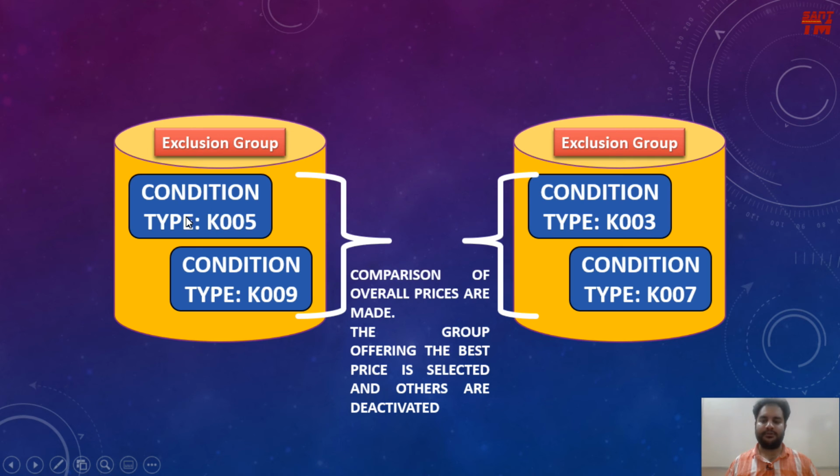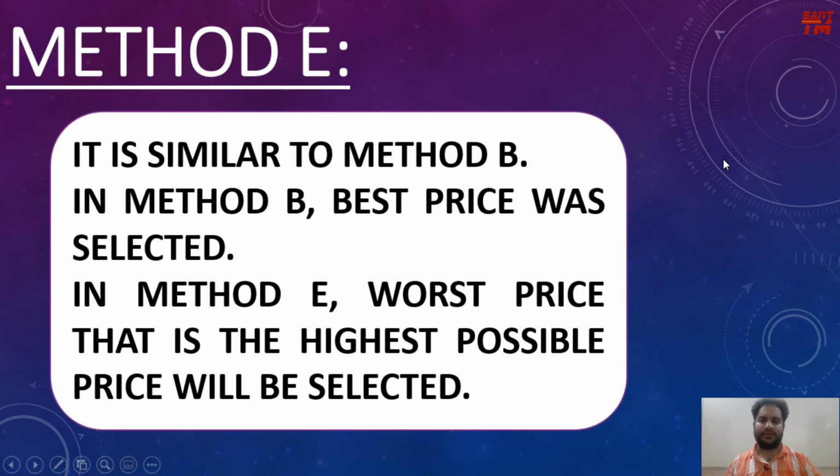If this exclusion group finds the condition type and these condition types are able to access their condition records much faster than these condition types, then this exclusion group would be selected. Otherwise, if these condition types are able to access their condition record faster than this, then this exclusion group would be selected. That means here we are talking in terms of speed. If this exclusion group is getting the condition record first, then this is selected. I hope there is no doubt in this.